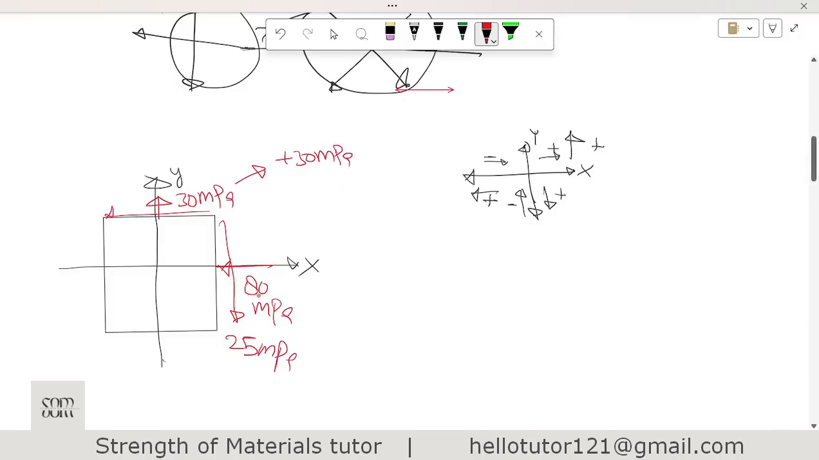Now this 80 megapascal, the arrow is towards left, but the arrow of the coordinate axis is towards right, so it is negative. So it is minus 80 megapascal, it is sigma x, right? And this is sigma y, right? Now what is tau xy?